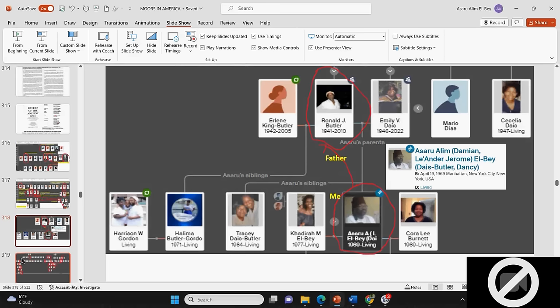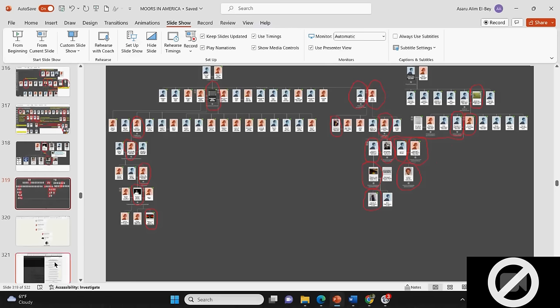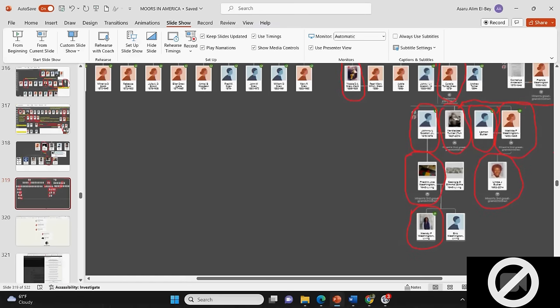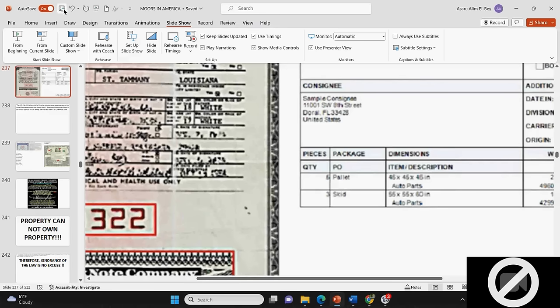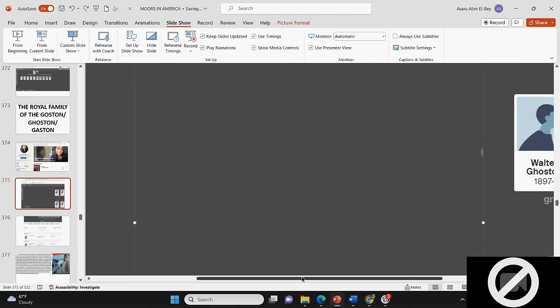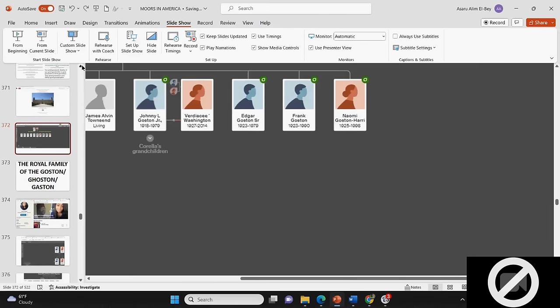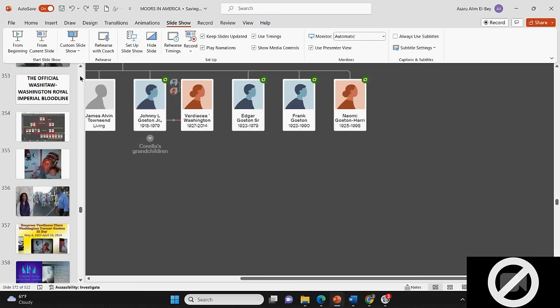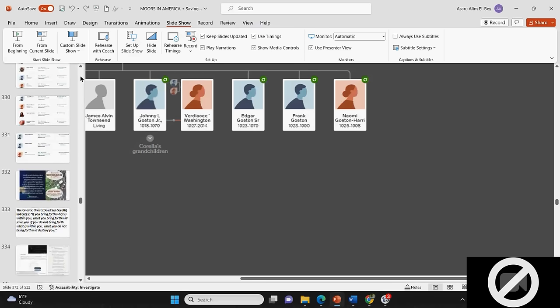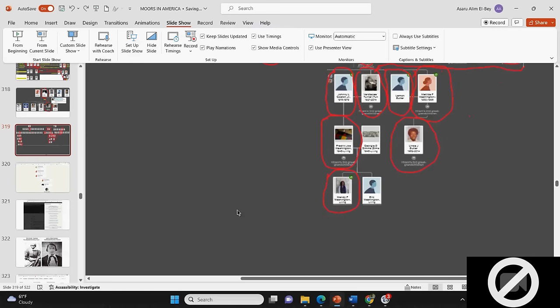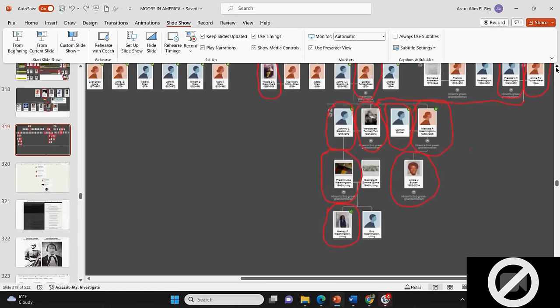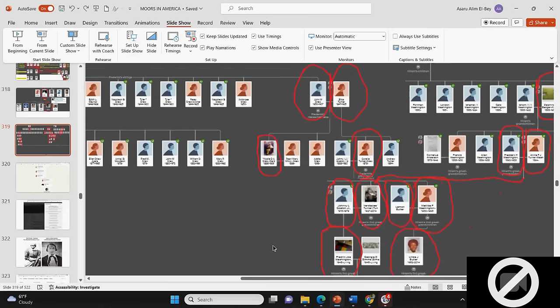How did this happen? This is fascinating, y'all. Look here. This is a condensed version of everything that I'm telling you. You can't see it too well. Right here, you might be able to see a little bit better now.